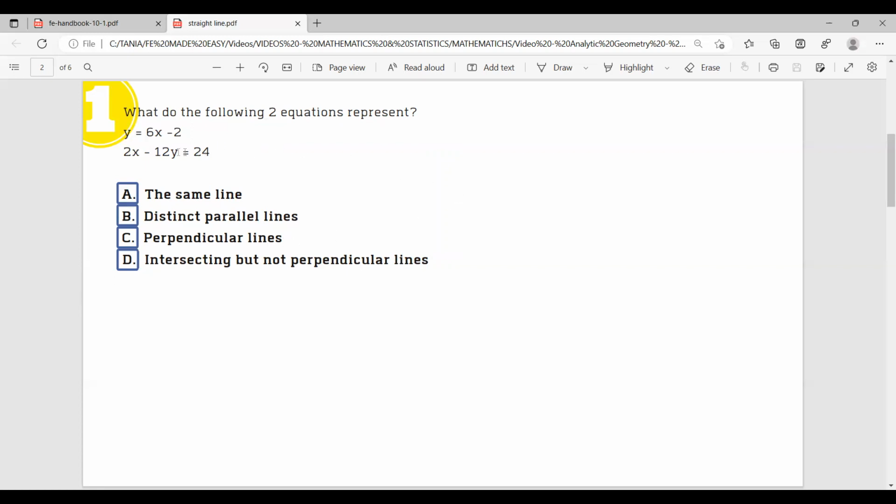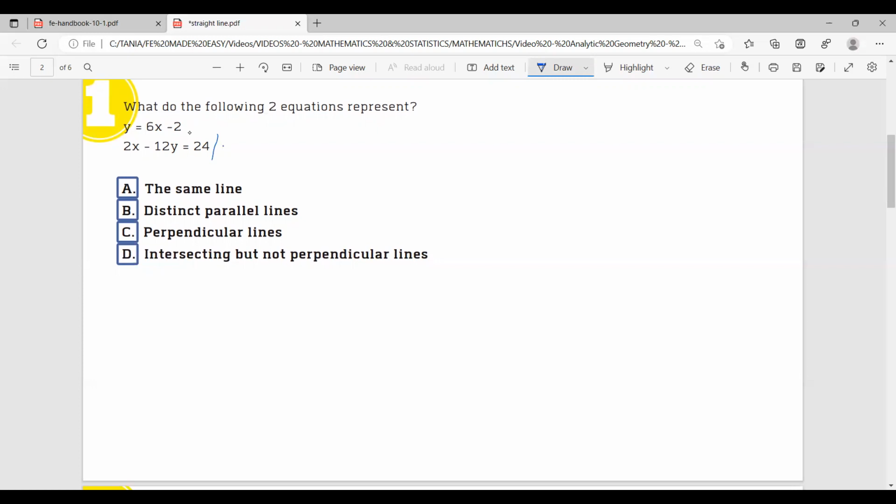So let's go ahead and first bring this equation to the same form as the first one. I will multiply by 1 over 12, so I get rid of the 12 next to the y. Here I will get 1 over 6 x minus y equals 2. Now let's rearrange it. So y equals 1 over 6 x minus 2.